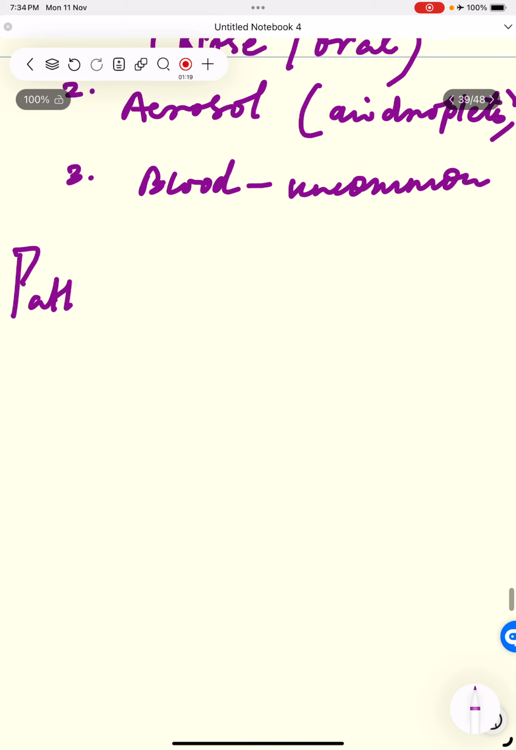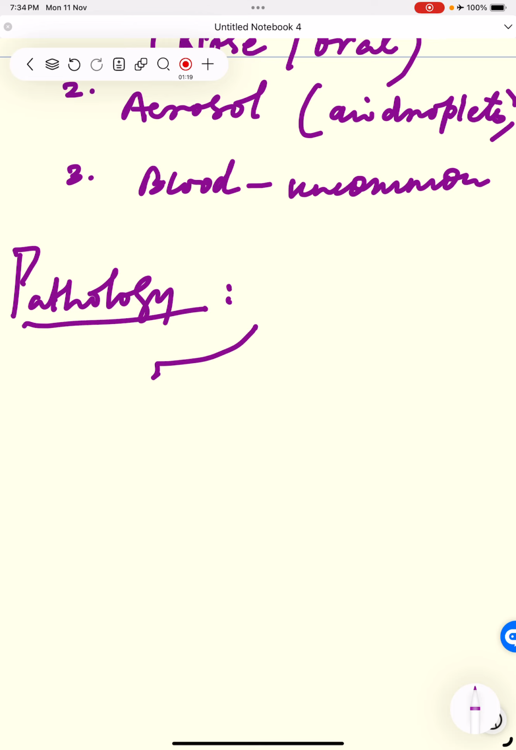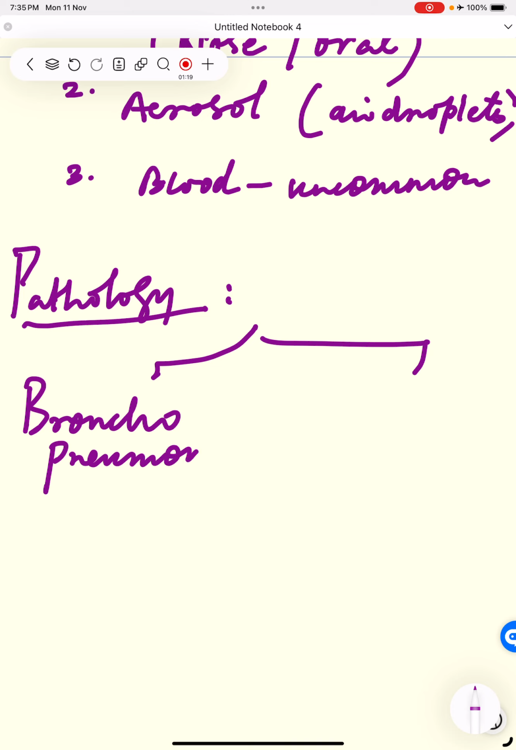Now when we see the pathology of pneumonia, there are basically two versions of pneumonia that we see. First is the bronchopneumonia, and another is the lobar pneumonia.